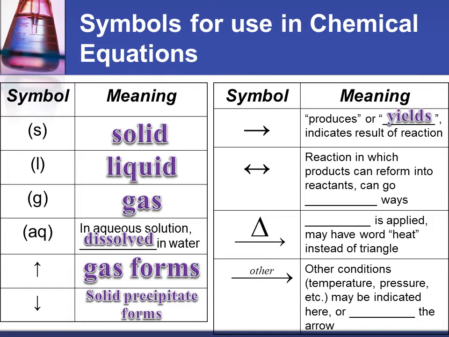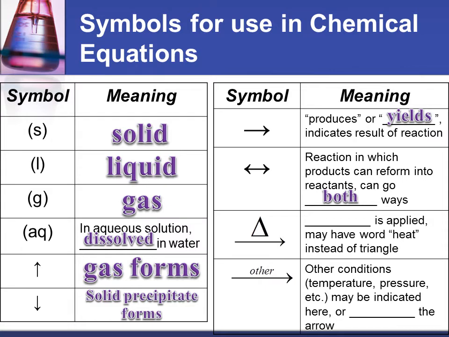Just like if you are taking a nutritional wellness or foods class and they say this recipe yields 2 dozen cookies, it means it makes that, okay? Sometimes you'll see an arrow going back and forth in both directions. And that means exactly what you think it might mean. It means that the reaction can go back and forth. The reactants can make the products, but the products can go back and make the reactants. Okay, so it can go both ways.